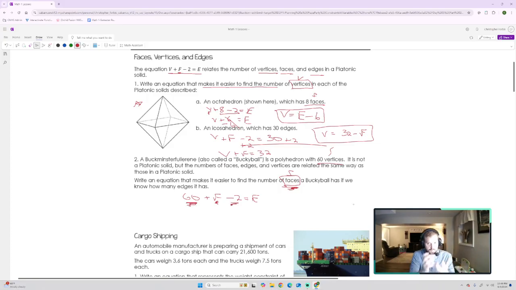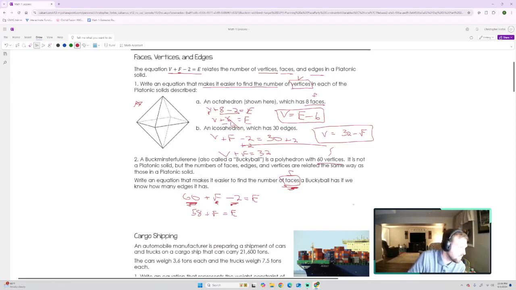on the same side. Remember, since it's on the same side, I can just go ahead and combine like terms. Don't flip the signs, I don't do anything like that. I can just combine like terms. So 60 minus 2 is 58 plus F equals E. And then lastly, you get F by itself.